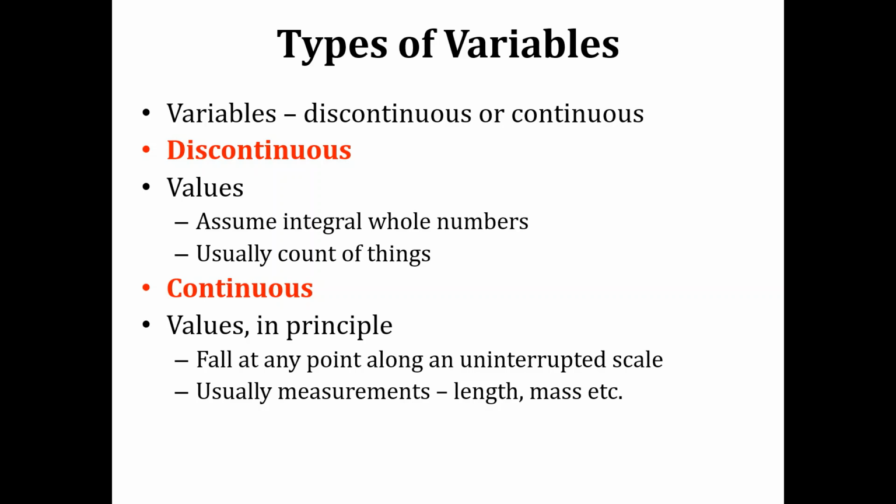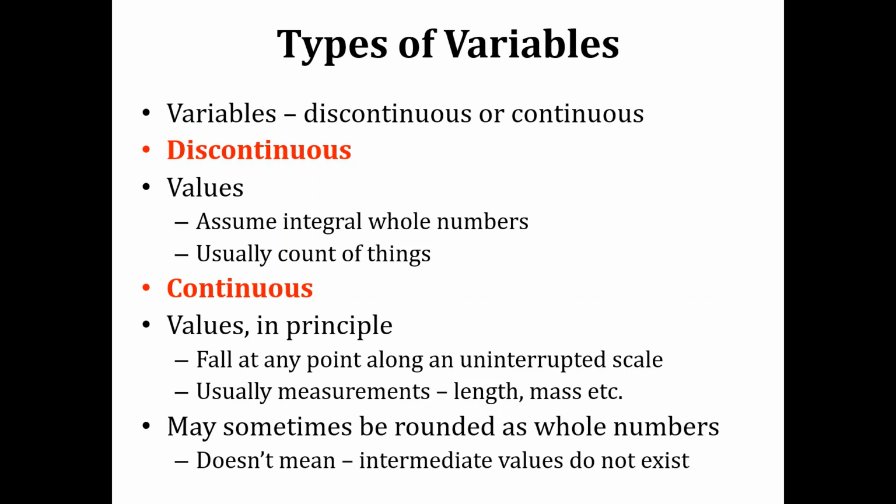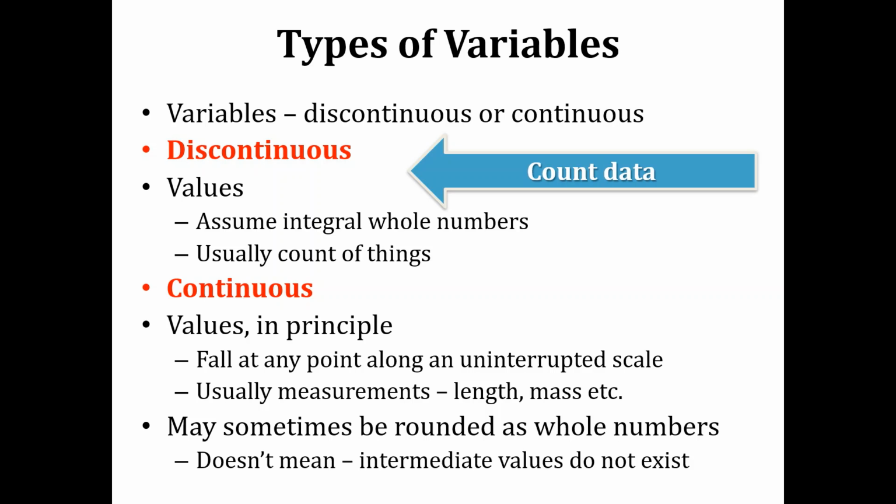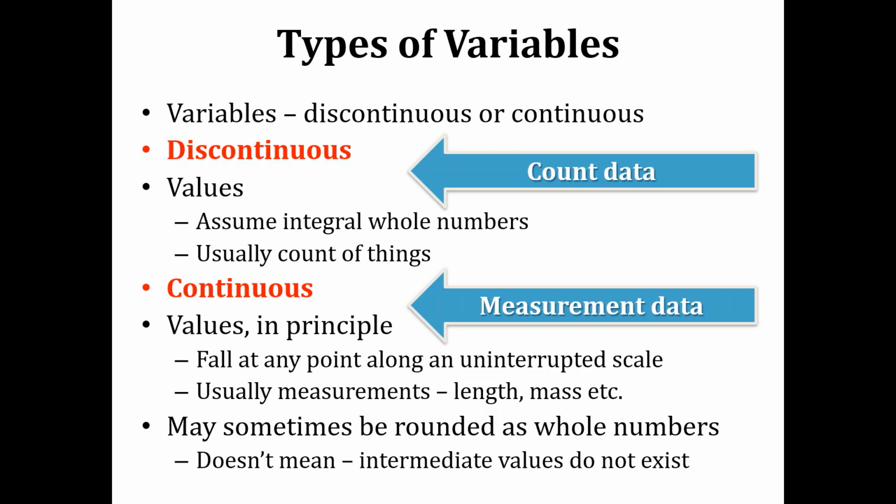And sometimes continuous values may be rounded off to whole numbers for ease of representation, but that doesn't mean that their intermediate values do not exist, right? So these are the two types of variables, discontinuous and continuous. Now, the data that we obtain through the discontinuous scale of measurement is usually known as count data, because that involves the counting of things. And the data that we obtain through the continuous scale of measurement is known as measurement data. So these are the two types of variables.